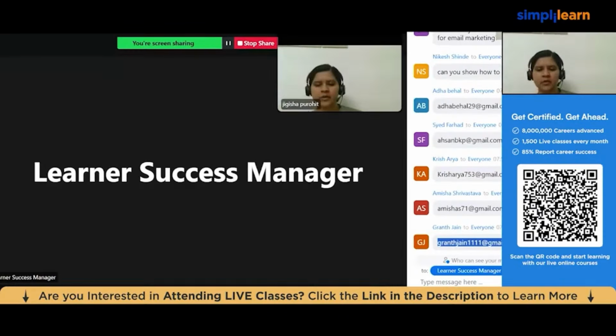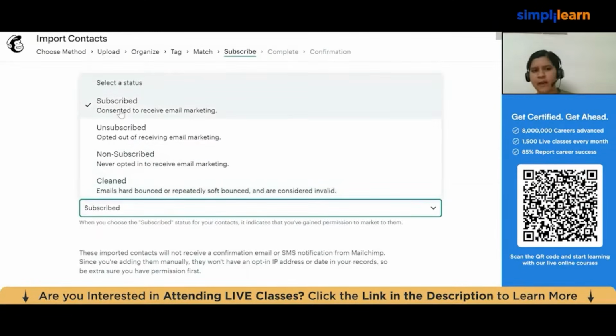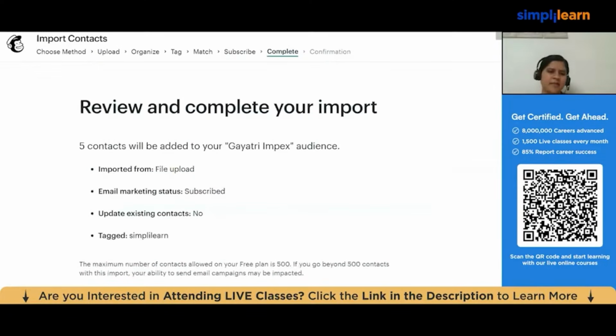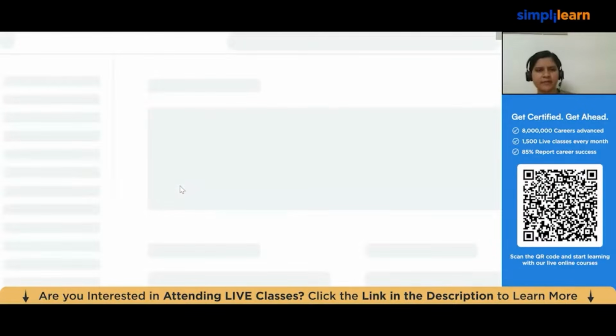And you agree to it, then only you get those emails, otherwise you don't get the emails. Okay, so when I'm sending email to you guys, the status should always be subscribed. People who are subscribed have given the consent that yes, you can send email to them. And I'll say finalize the import. So I have got 5 imports done. And now I can say email this, like I want to send email to all these 5 new contacts that we have.